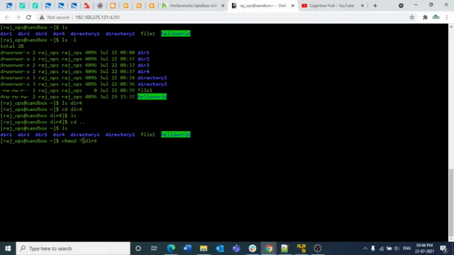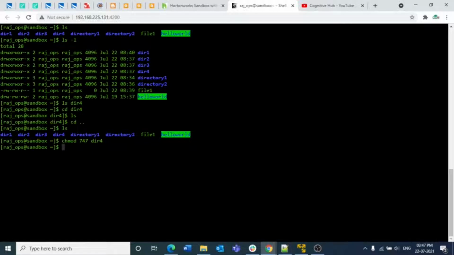That means 100, which is equal to 4. And the next one I want to give only write and execute permissions. No, I want, okay, first of all let's check these two. So what I am giving here is, I am giving user and owner all the permissions, like read and write permissions, and the middle one, that is group, I am giving only read permission.